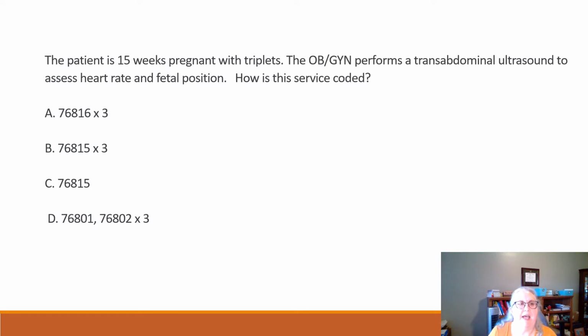Today's question: a patient is 15 weeks pregnant with triplets. The OB/GYN performs a trans-abdominal ultrasound to assess the heart rate and the fetal position. So we have four code choices, just like you will have on your CPC exam. This gives you an idea of what you need to be writing in your books.